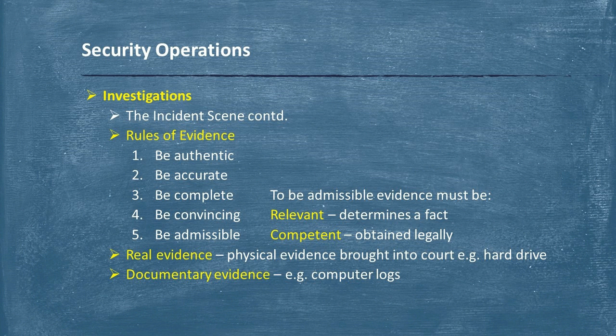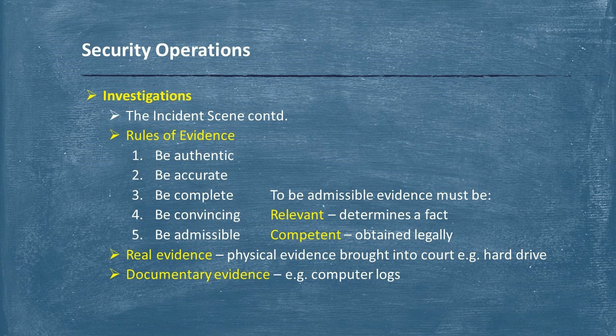The rules of evidence: it should be authentic, accurate and complete. It should be convincing and admissible. Admissible means it should be relevant material that determines the fact, material related to that case, and obtained legally, that is, it should be competent. Some examples: real evidence is a hard disk collected from the crime scene being produced in a court of law. Also, computer logs can be submitted as evidence.